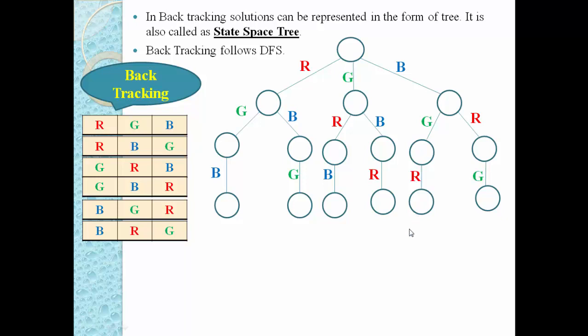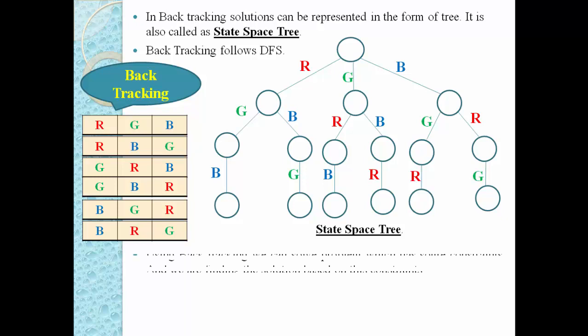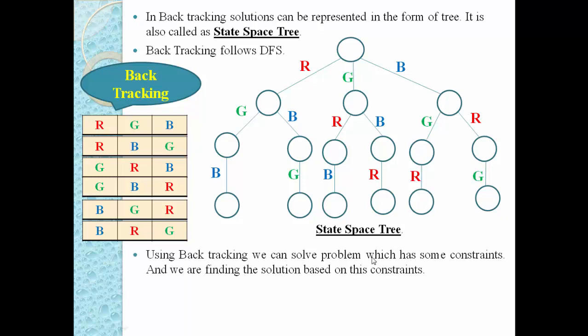So these are all the possible solutions, and we have represented them through the tree, and this tree is known as a state space tree. One thing you need to note down here: in backtracking we use the state space tree to represent all the possible solutions. Now which kind of problem can we solve by using backtracking? Using backtracking we can solve problems which have some constraint, and we find the solution based on this constraint.